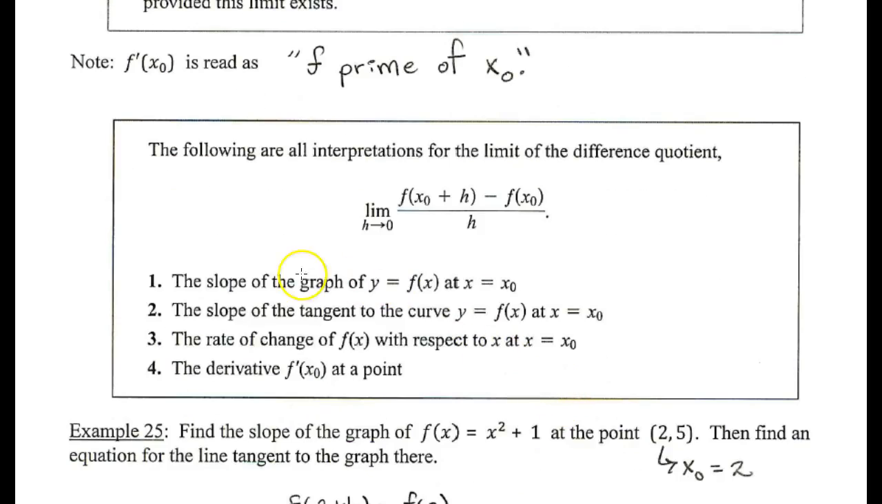And all these interpretations, there's four of them here. The slope of the graph, or the slope of the tangent line, same thing. The rate of change of the function with respect to x at x equals x naught, or simply just the derivative, f prime of x naught. Okay, so all of those mean the same thing. We should always think of the derivative of a function as the slope of its tangent line at a specific point, whatever that point is, in this case x naught.